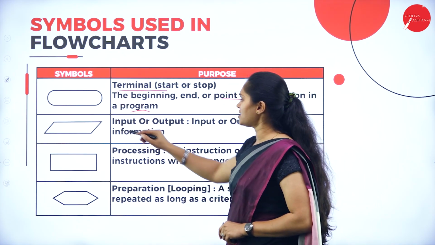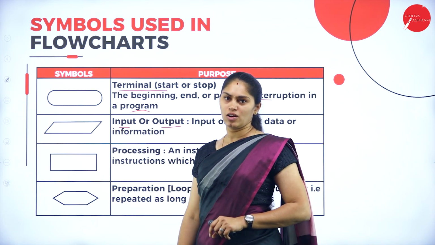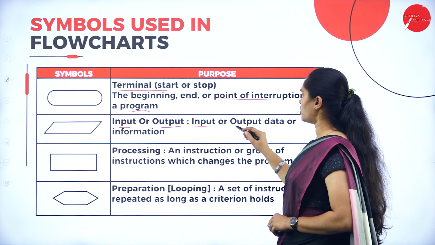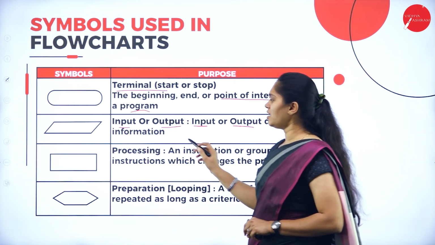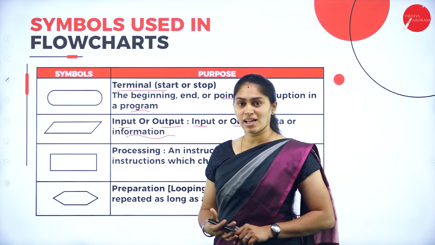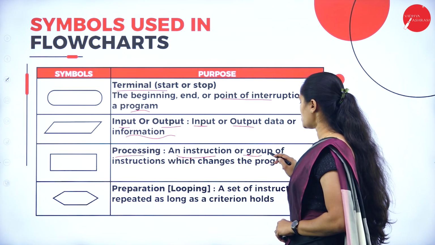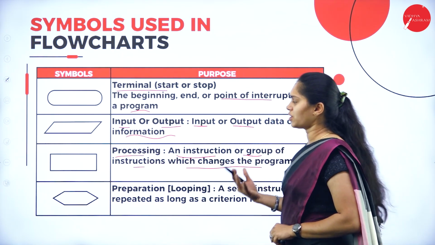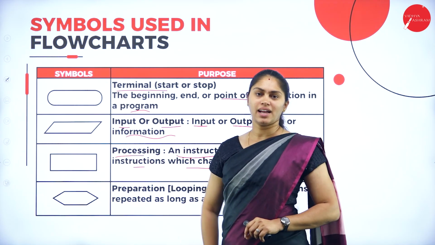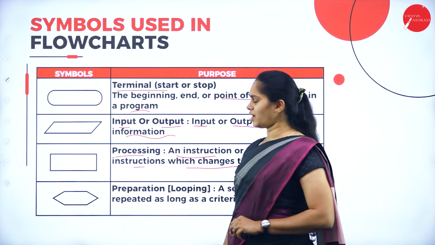Then what about input or output? In order to take input or output, we use this parallelogram. This is the oval and this is the parallelogram. It helps us take the input or output data or any information. Next we have a rectangle, which is mainly used for processing or calculation. Processing an instruction or a group of instructions which changes the program. That acts as the core of a program. So this rectangle shape is used to do the processing or the calculation part.